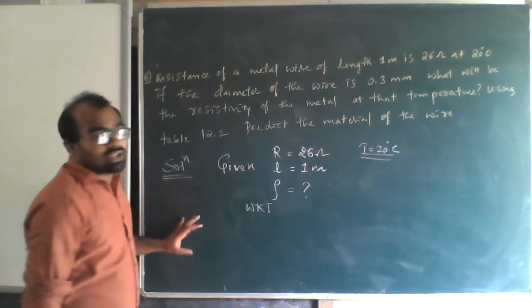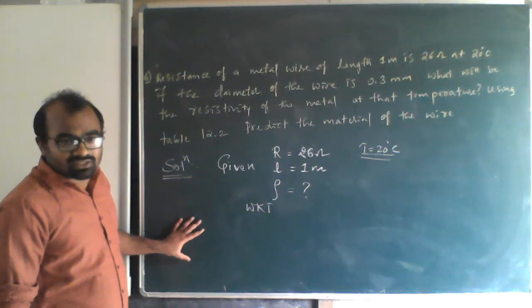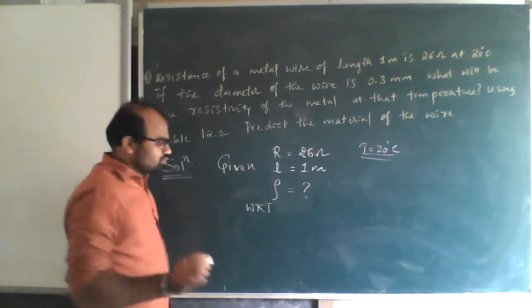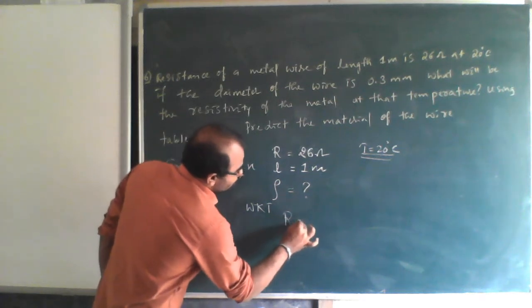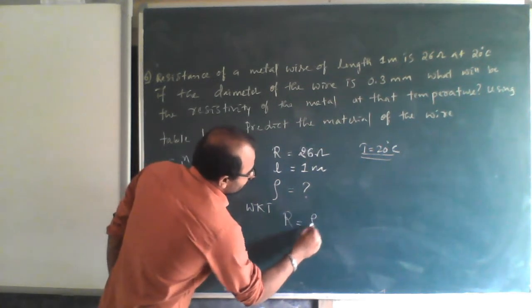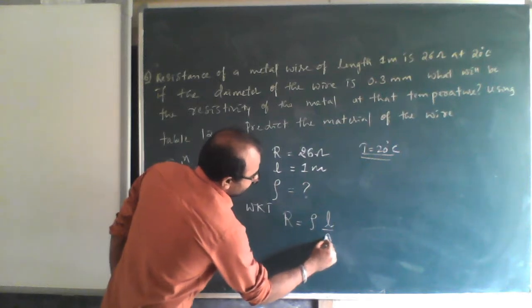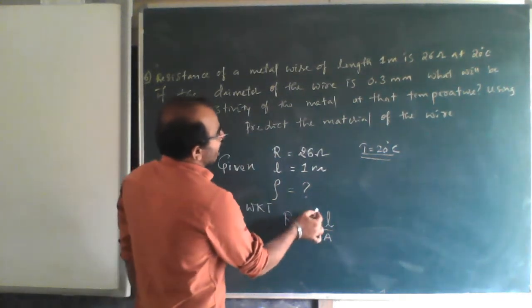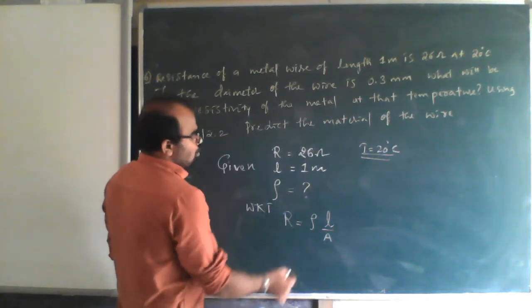So we know which formula should be used. I have written 4 formulas in the last class. You have to perfect those formulas. In that fourth formula, R is equal to rho into L by A. But I want only rho.